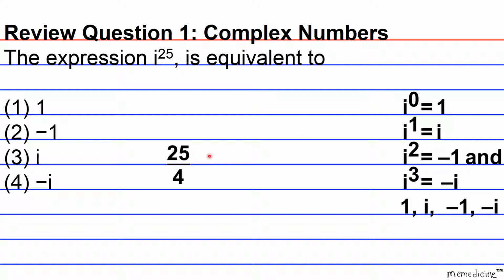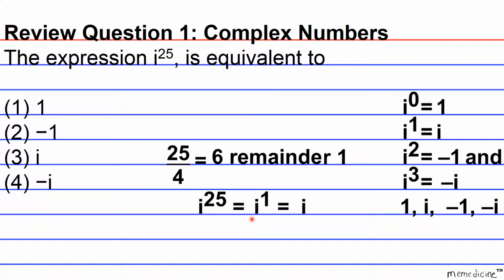And so again, after division by 4, we want to take the remainder and raise the base i to that remainder. So 25 divided by 4 is going to be 6 remainder 1. So this is what we're going to do. We're going to basically raise i to the power of 1, and i to the 25th is equivalent to i raised to 1.